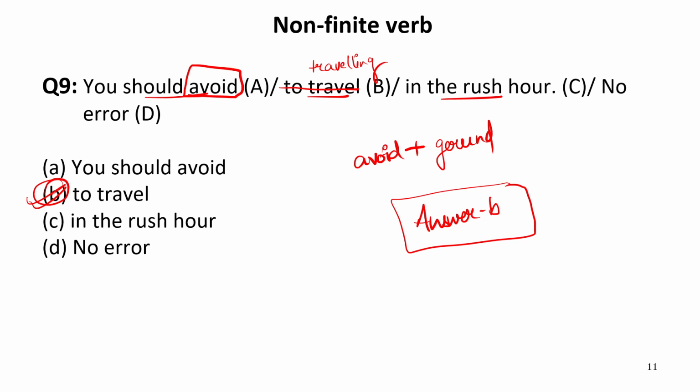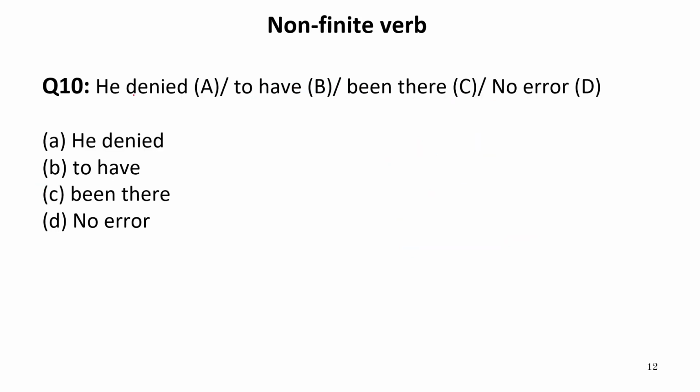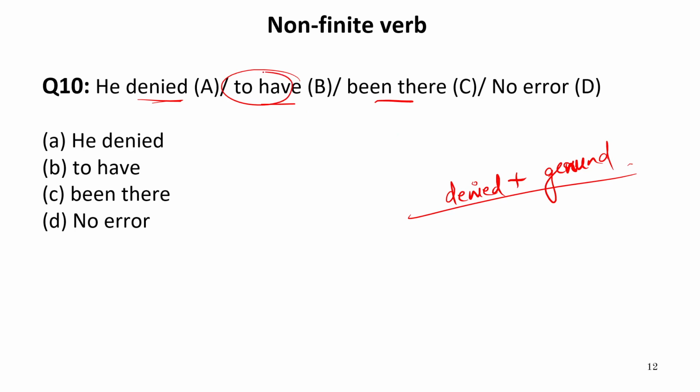Now let us move to the next one. He denied to have been there. Again, the word came: denied. And after denied, we use gerund, as I've already told you earlier as well. So this "to have" should be replaced with "having." It means he denied having been there. It means he denied that he was there.